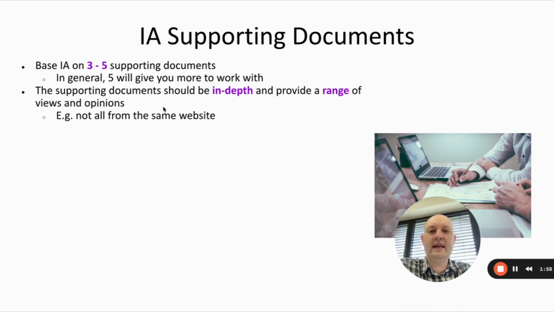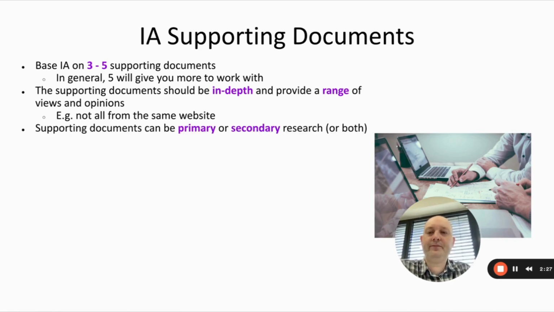and a range of views and opinions. So you don't want to take it all from the same website. You want to go from a variety of different places, and I'll show you some examples in a minute. And also you want to get differing opinions. So if you're looking at whether it was a good idea for company X to buy company Y, then maybe one article is about why it's a good idea, and then maybe you find another article about why it's not a good idea. And so you get different opinions on the same thing going forwards. And that means that you've got more to work with when you write your IA. Documents can be primary or secondary or both. Next slide, we're going to look at that in a bit more detail.